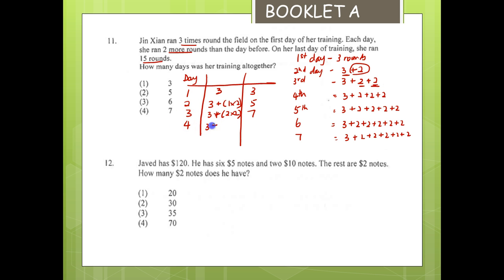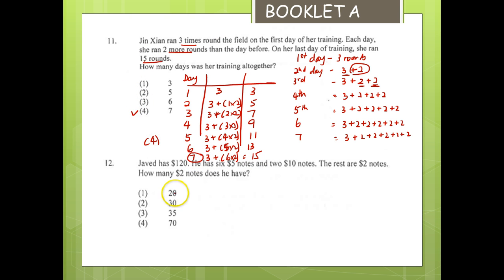Fourth day, so I add this on. Every time I add another 2. Do you see that? Okay, fifth day, constant is 4 times 2 will be 11. Sixth day, 5 times 2, so it's 13. Seventh day, 6 times 2, which is 15. So I want to find 15 rounds. It would be on the 7th day.